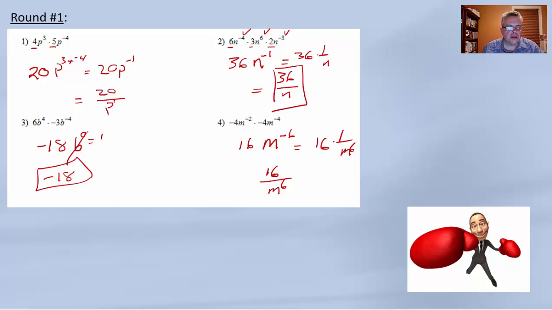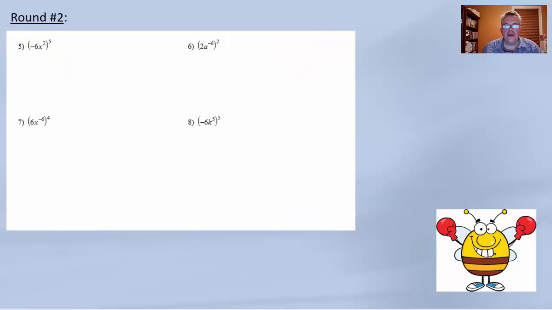Okay, let's take it the next step. Here we have a product to a power, and just like we did before, both factors get raised to the power. So this is going to be negative 6 to the 5th. Negative 6 to the 5th is minus 7,776, kind of crazy. Then we have x squared to the 5th, power to a power when we multiply. This is x to the 10th. This one was actually old news. It didn't have a negative exponent.